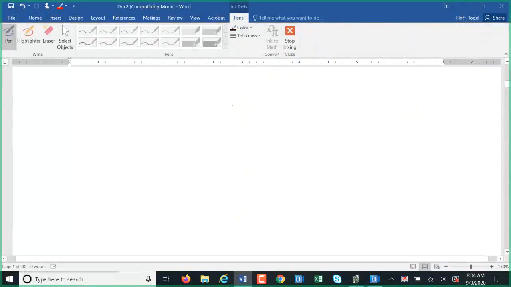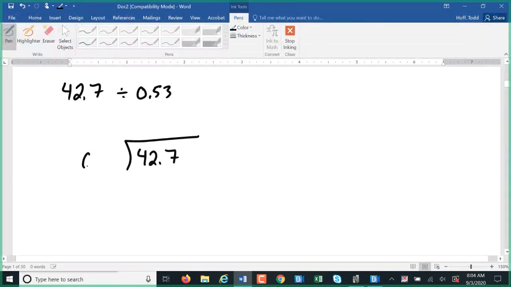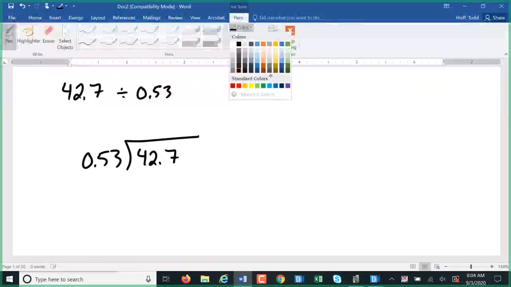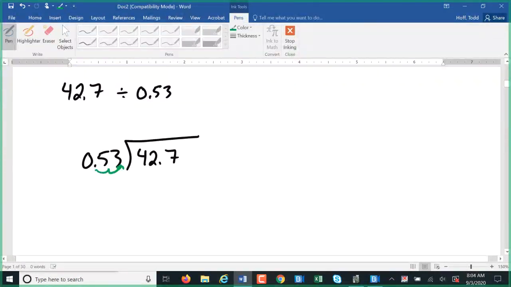Well, we can also run into problems like this. 42.7 divided by 0.53. When we go to do this, we have to move this decimal point 2 places to get rid of it in our divisor, the number we're dividing by. So that'll become a 53. Which means we have to move it 2 places over here as well. Well, we notice we run out of decimal places, so we do have to add a 0.